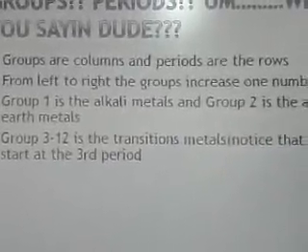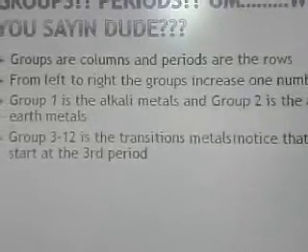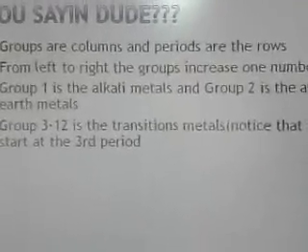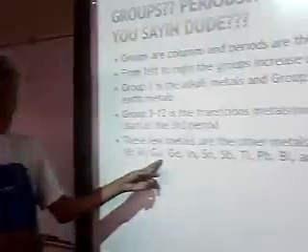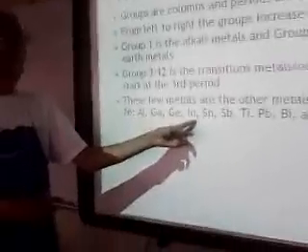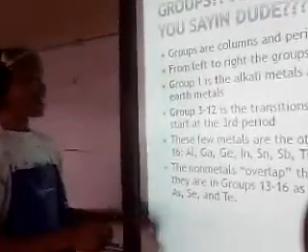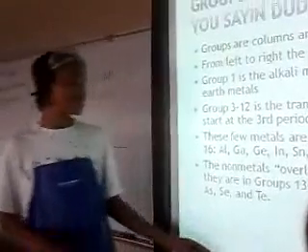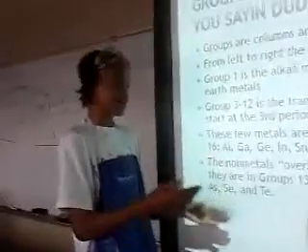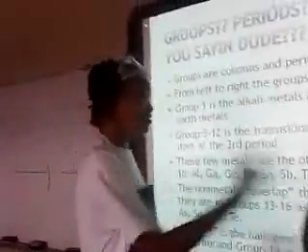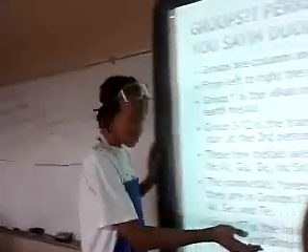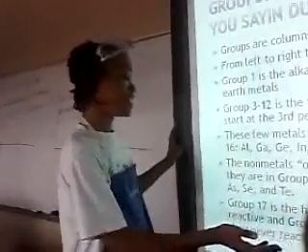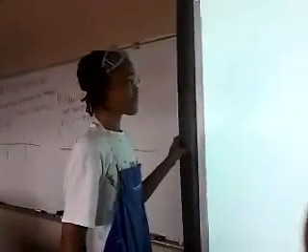Keep going. Group 3 through 12 is the transition metals. Notice that they start at the third period. And these few metals in group 13 are aluminum, gallium, germanium, and so on and so forth. There are non-metals that overlap other metals because they are in groups 13 and 16 as well, such as boron and carbon and nitrogen. Group 17 is the halogens because they are the most reactive, and group 18 are the noble gases because they never react.